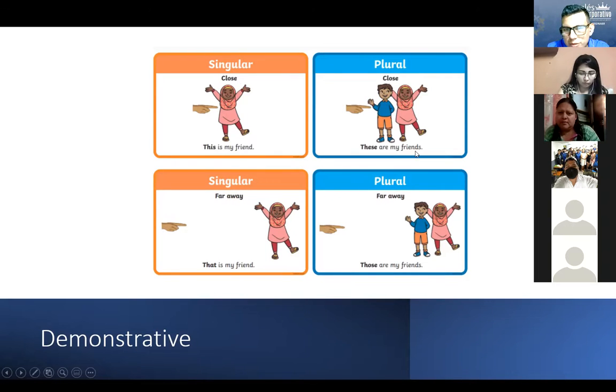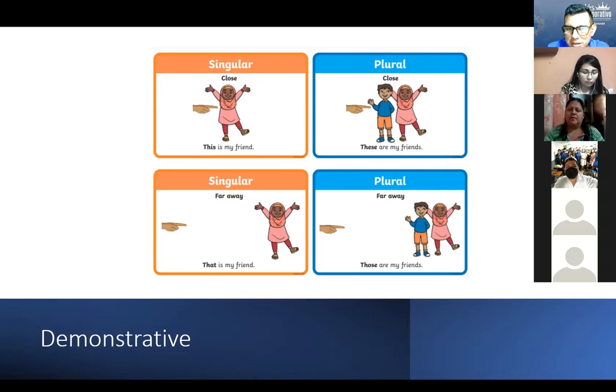Okay, tenemos cuatro demostrativos. Tenemos uno para un objeto en singular que está cercano. Utilizamos this is. Para objetos en plural, pero que están cerca, se dice estos, these are my friends. Estos son mis amigos. Para objetos en singular, pero lejos, far away, tenemos that.